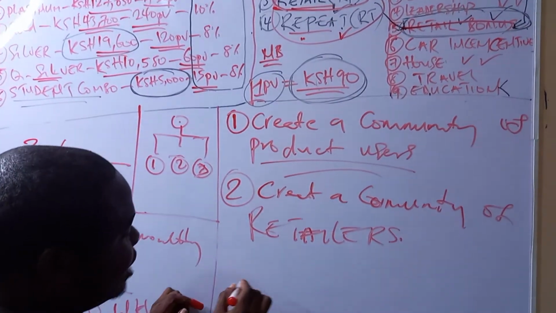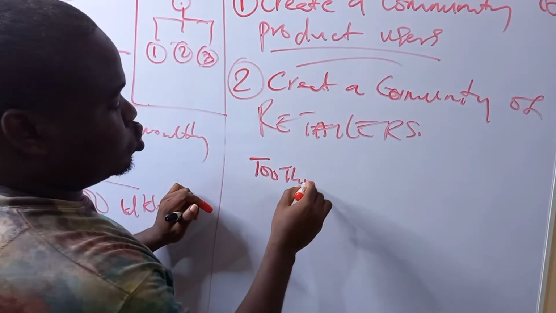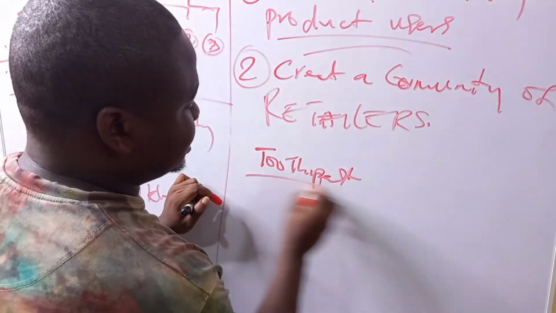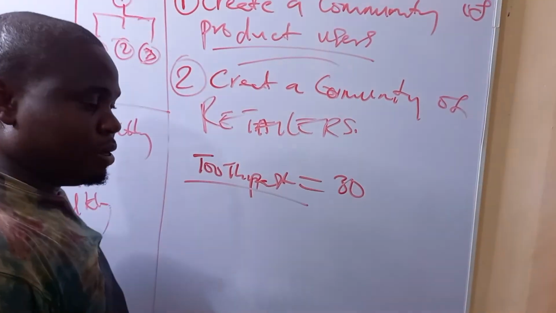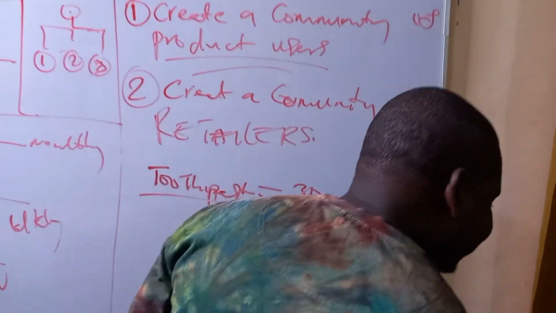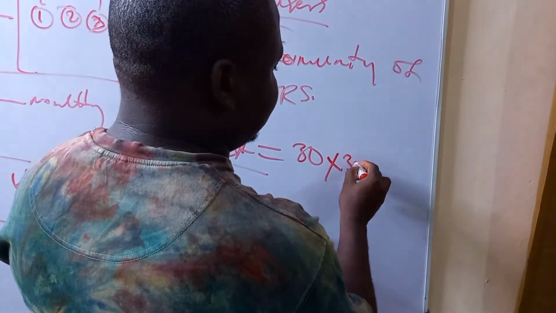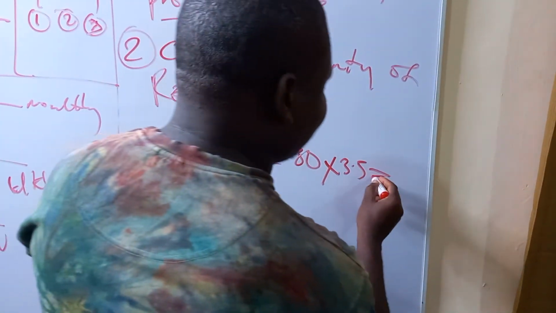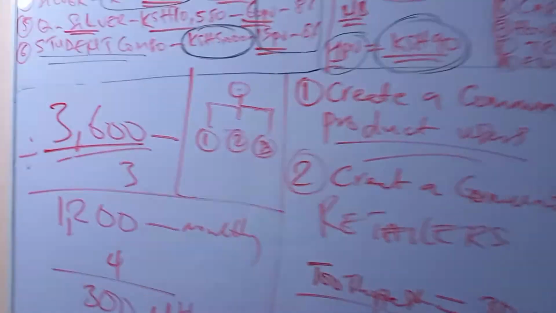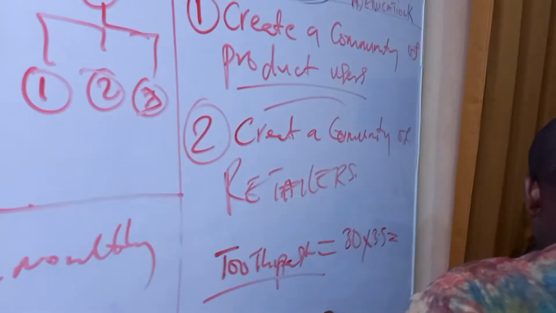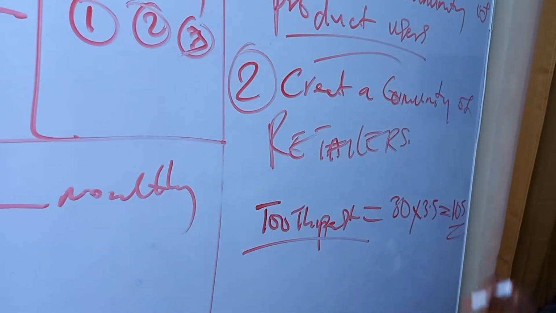So remember, imagine you have one woman that sells only toothpaste. In the whole 30 days, this woman is able to sell 30 toothpastes. I'm not conversant with the points of the toothpaste in Kenya, but I'm going to use the Ghana one. So let's say each is 3.5 points. Remember, she has bought from you 30 times 3.5. 30 times 3.5 is 105 points.